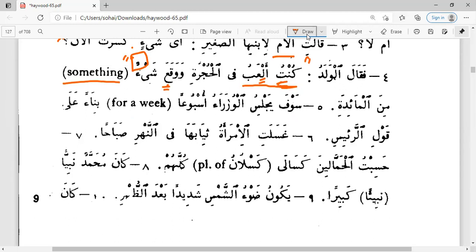So okay, next, 5. سوف يجلس الوزراء أسبوعا بناء على قول الرئيس. So here I'll tell you anyway. يجلس is the future tense, third person. Sawfa, what does sawfa do quickly? Future tense. Okay, so the wuzara, the ministers, will sit for a week. Asbu'an, it tells you here. Sometimes we haven't learned how to say for a week, but it tells you here asbu'an, for a week. Bina'an, based on. Yajlisu, based on ala qawli ra'isi, on the saying of the president. Ala qawli, you could say speech or saying. Yes, saying is better.